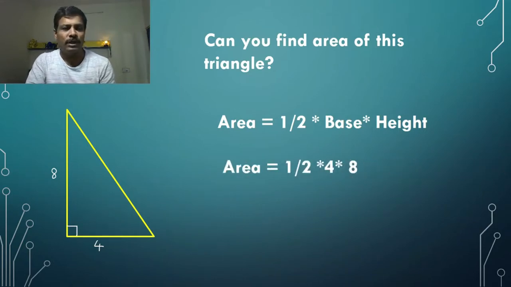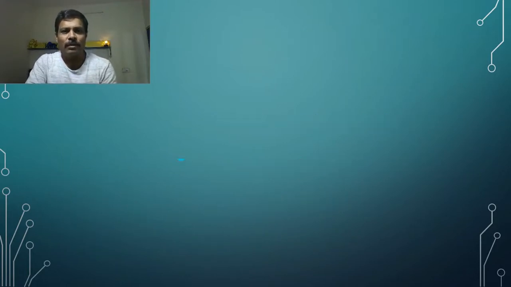Now I am just putting the values of base and height. Then I will get 1/2 into 4 into 8. So 2 1s are 2, 2 2s are 4. I will get 2 8s are 16. So the answer is 16 square units. Wow, excellent.